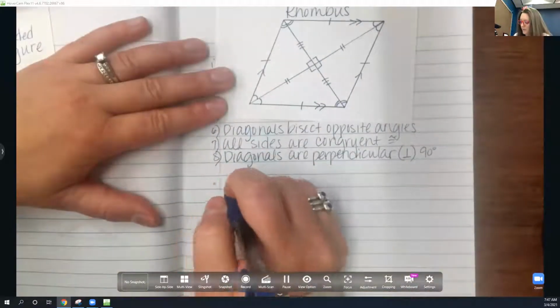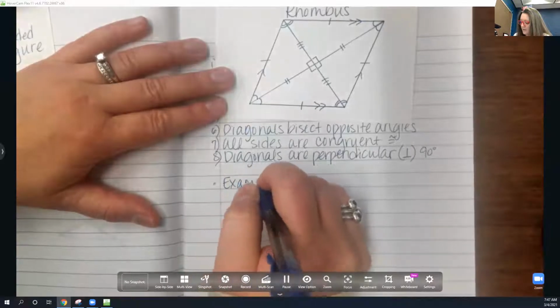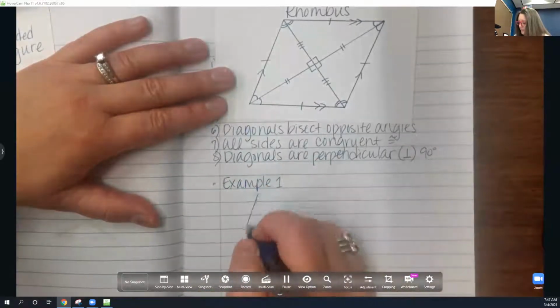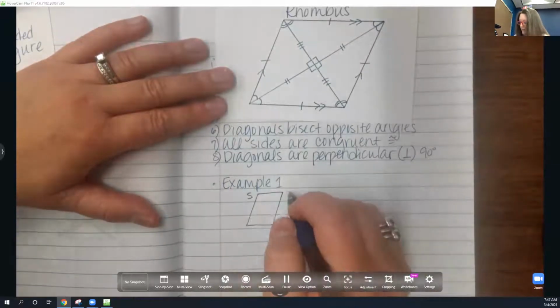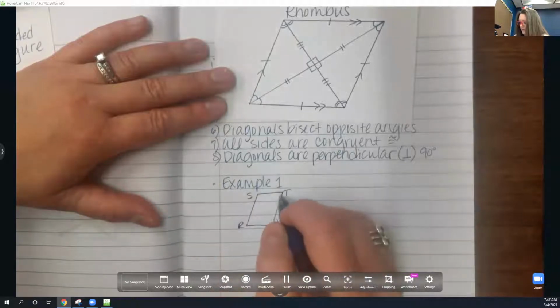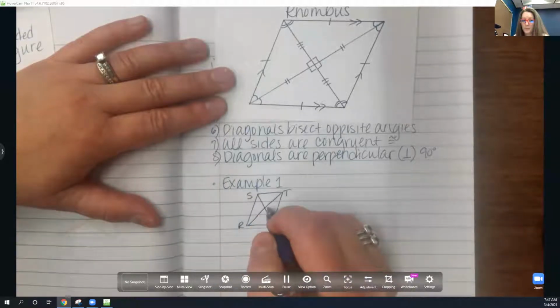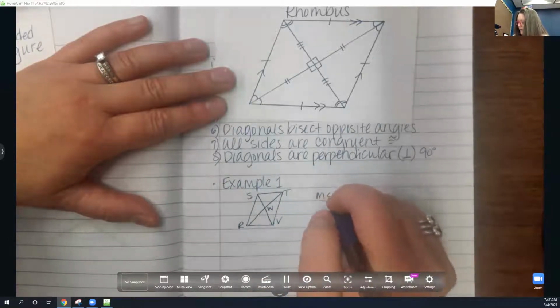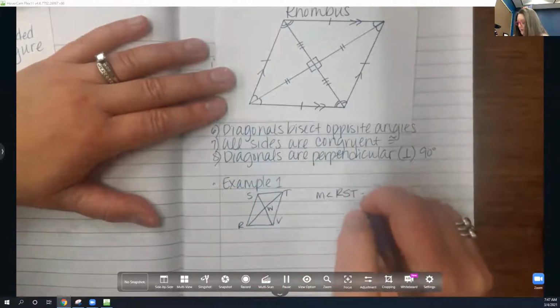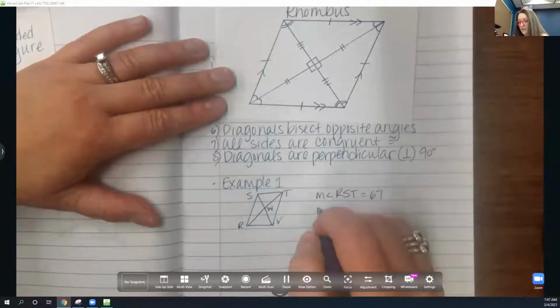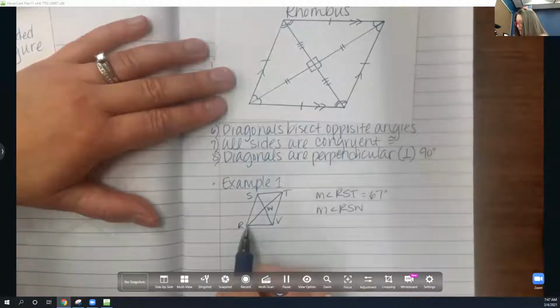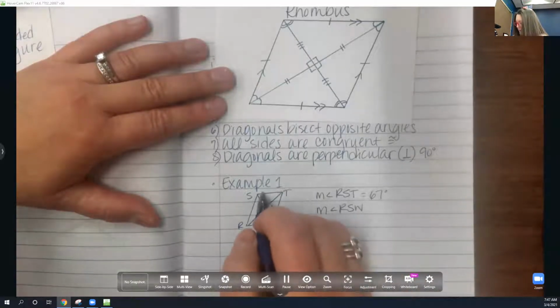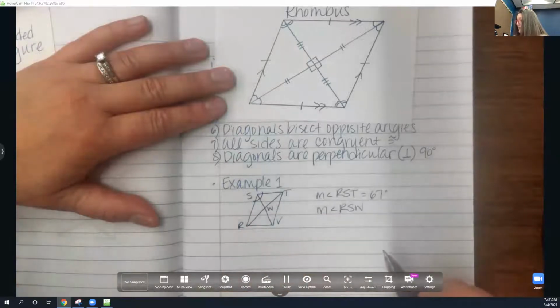Here's example 1. Write this down with me in your math journal. Example 1, we have a rhombus here, S, T, V, R, and my diagonals intersect to form W. If the measure of angle RST is 67, find the measure of angle RSW. So let's see, RST, that's this whole angle here, is 67. What's the measure of RSW?